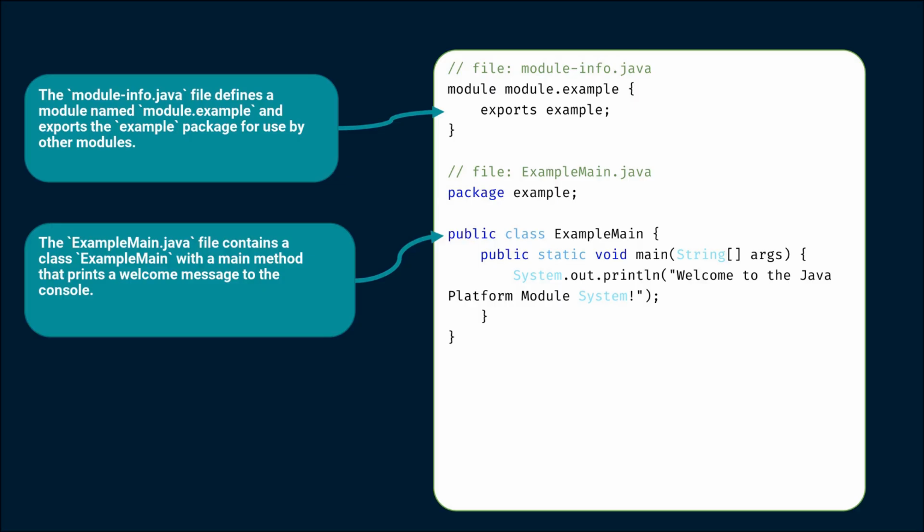Next, we create the application logic in a separate file named example-main.java. Here, we package our functionality in the example namespace. The main method serves as the entry point for our application, where it simply prints a welcoming message to the console. This setup not only demonstrates how to structure a module, but also emphasizes the isolation of code through packages. By defining our API with the exports directive, we ensure that any internal implementation can change without affecting other modules, reinforcing the encapsulation principle of modular programming.